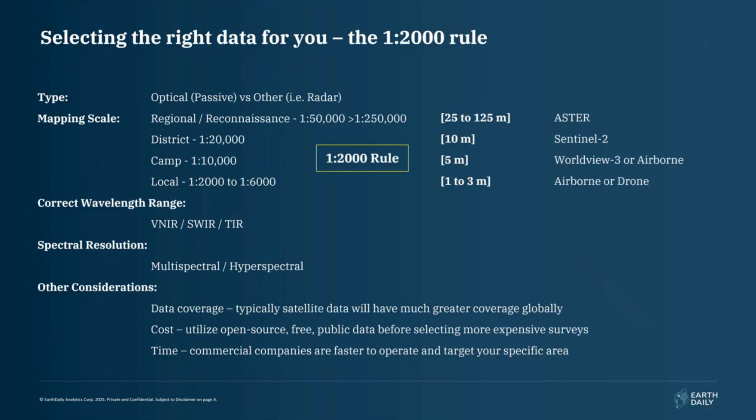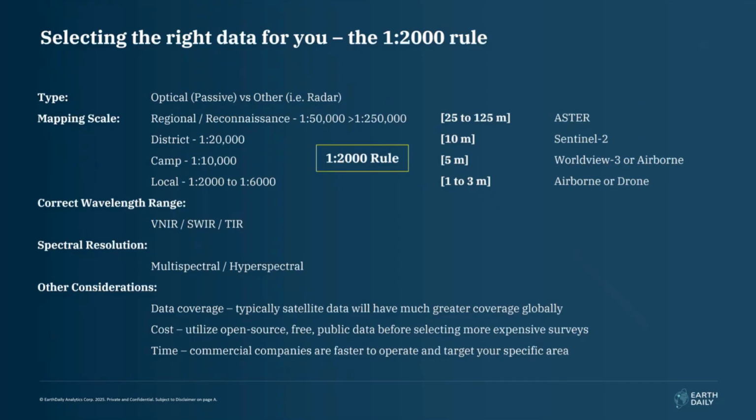So if you divide your spatial resolution, or the scale you want to map at, by 2000, you're roughly going to get the spatial resolution of the sensor that you might need as a starting point, right? And as you move down, you can see the need to move to these different sensors there.